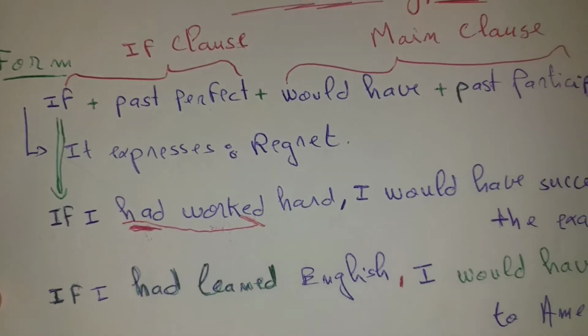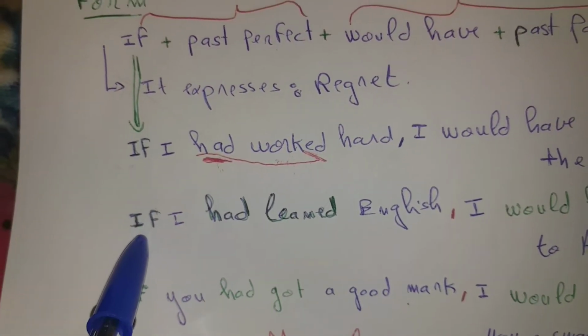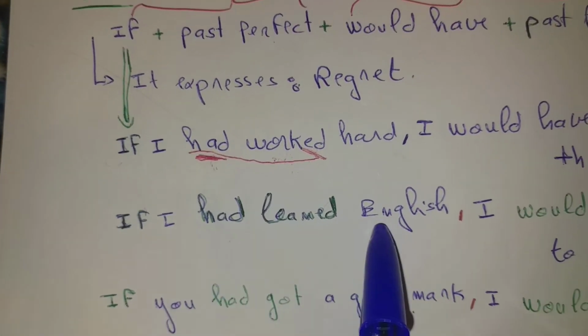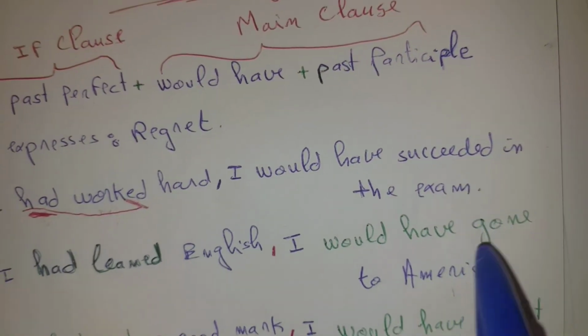I give you another example. Here we have if, I repeat, if, then we have if I had learned English, I would have gone to America.